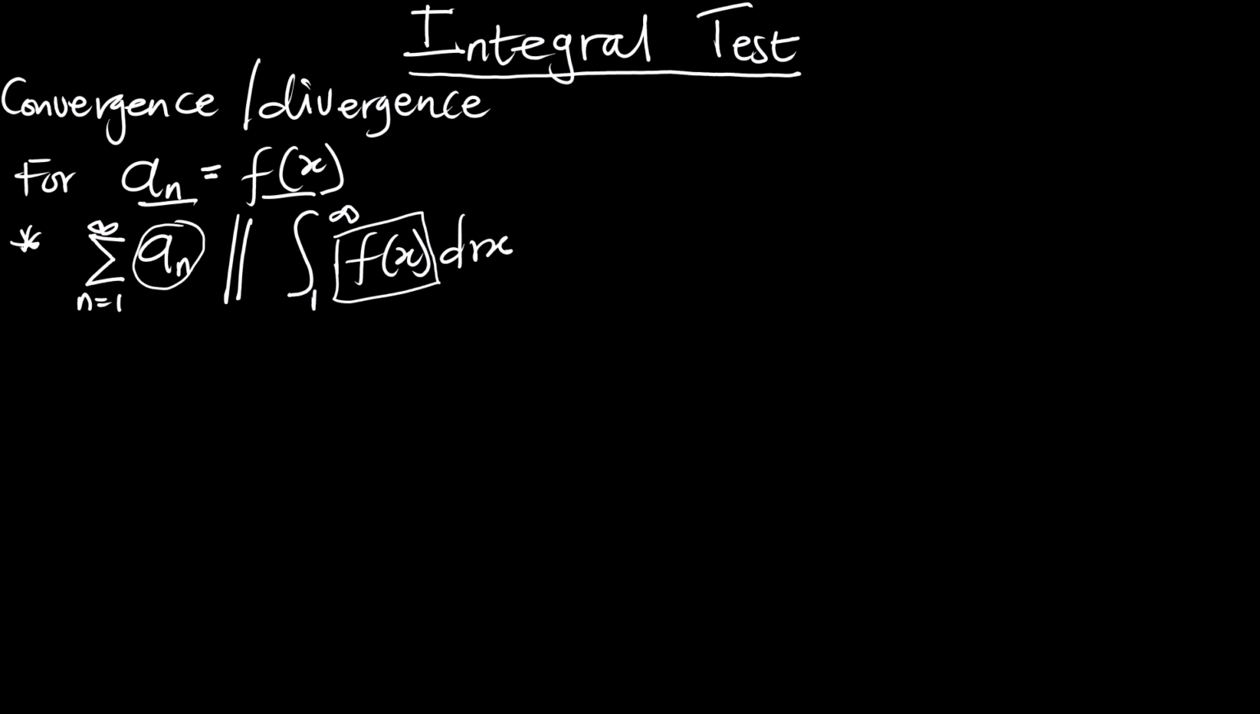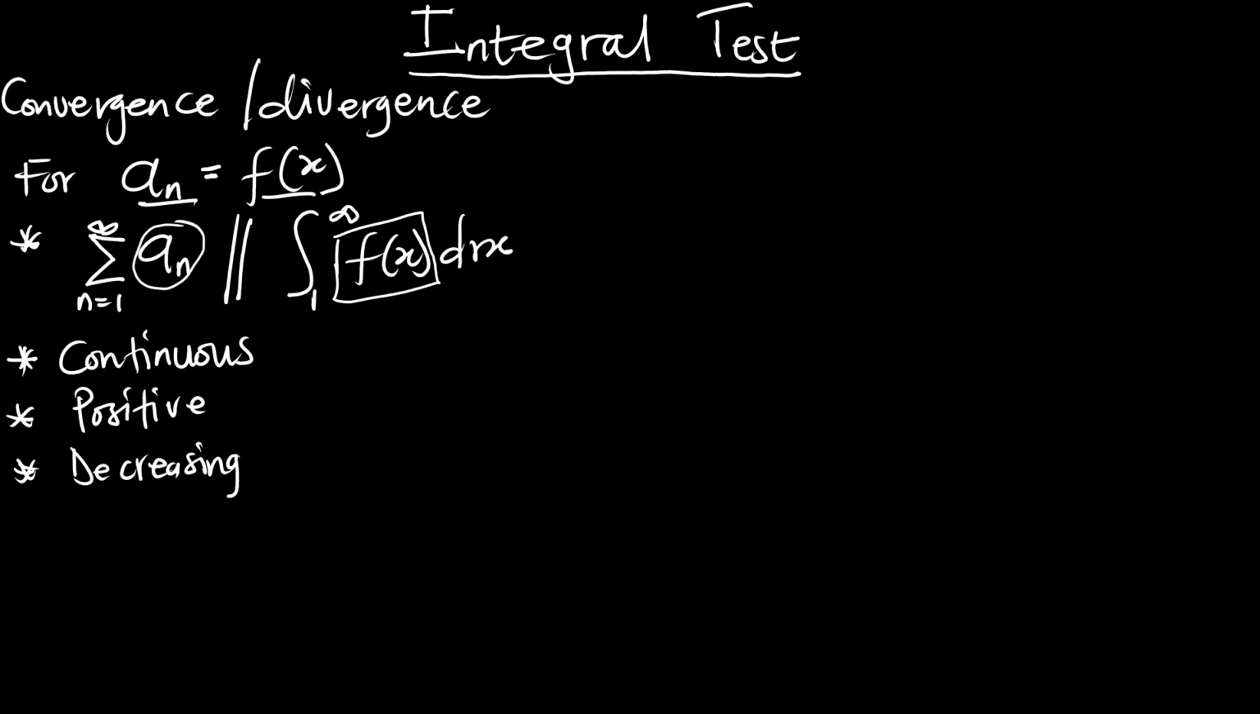Are you okay? Before we can use the integral test on any function to test for the convergence or divergence of a series, the function must have three things we are looking for. The function should be continuous. The function should be positive. And the function should be decreasing. So we will look out for these three things in every function before we can conclude that the integral test can be used for that particular series.